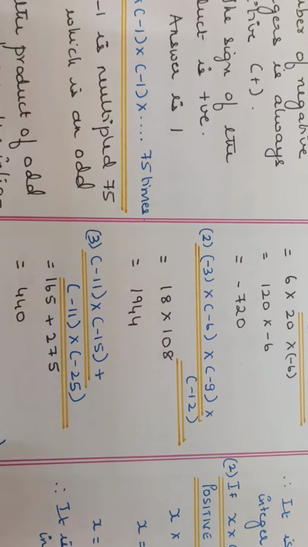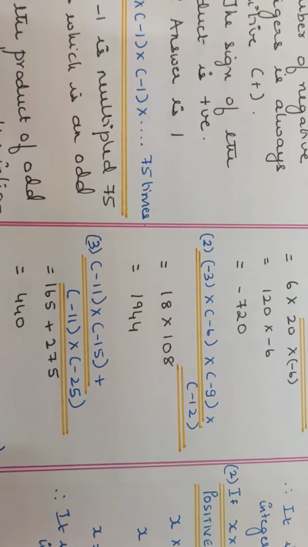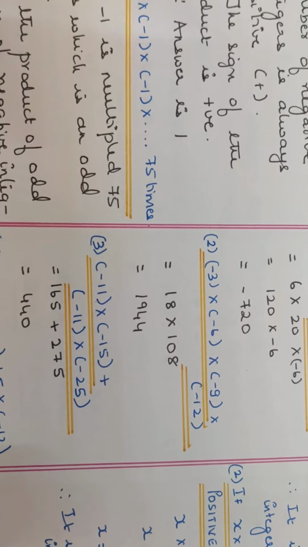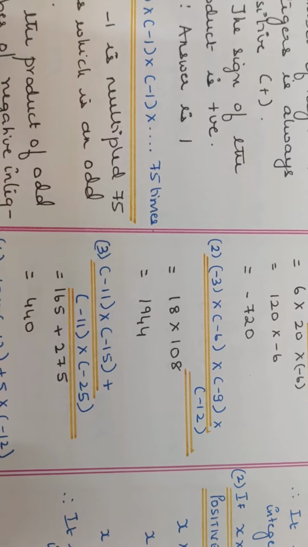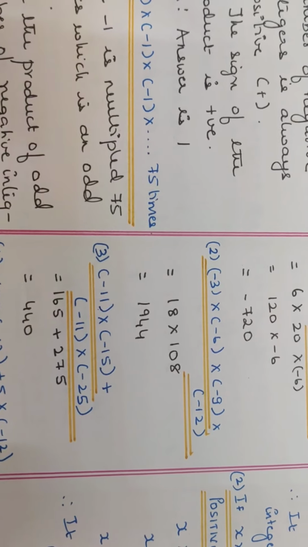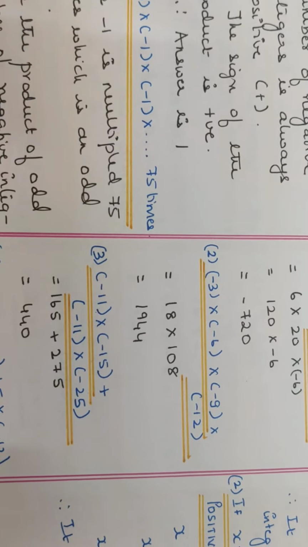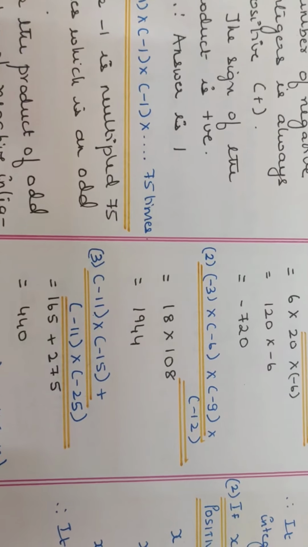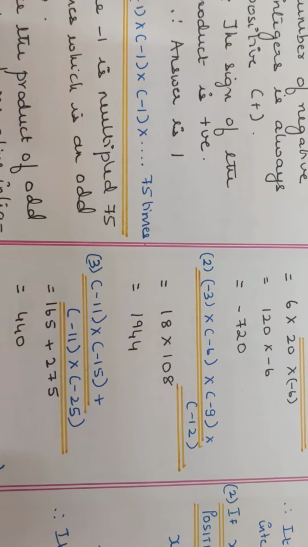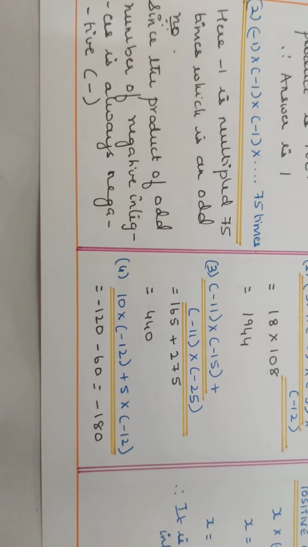I have explained all these concepts in my previous exercise. So if you have gone through my previous exercise, you will know how to determine the products of these negative integers. When you multiply a negative integer into positive integer, what happens? And when you multiply a positive integer into negative integers, what happens? All those rules are specified in my previous exercise. Let's move on to the third sum.